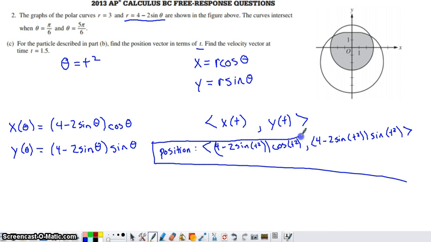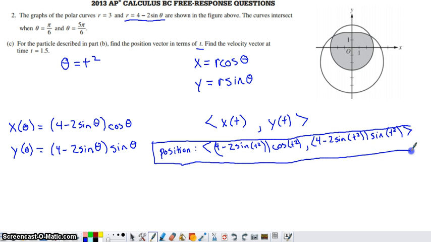And, well, I apparently did this on a little bit of a slant. Let me try that one more time across the bottom so it doesn't look so goofy. So here's our position vector. And what we want to do for the second piece of part C here is find the velocity vector at time t equals 1.5. Since velocity is the derivative of position, to find the x component of velocity at 1.5 we need to take x prime of 1.5, and then we need to take y prime of 1.5, and that's the y component of velocity.